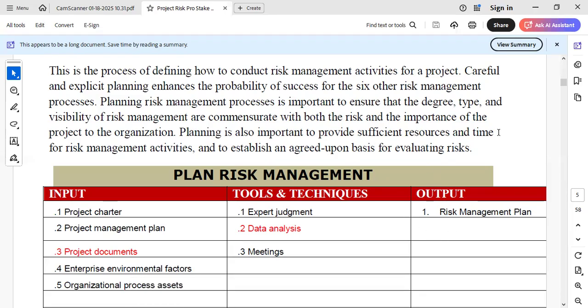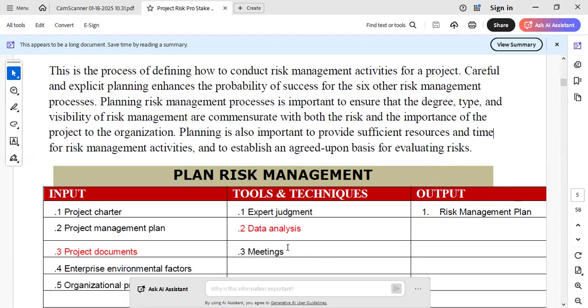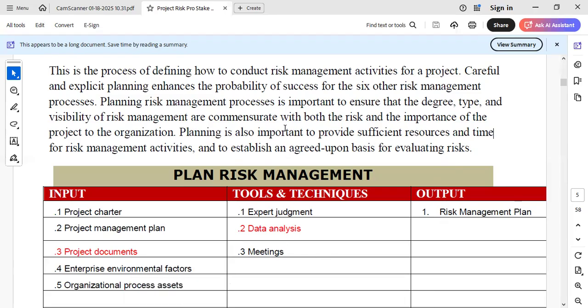Then at the end of the day, everything found, every agreement entered, policies put together, procedures that we came up with would be put together as the risk management plan. So this is the process of defining how to conduct risk management activities. How can we conduct risk management activities? What are the rules?